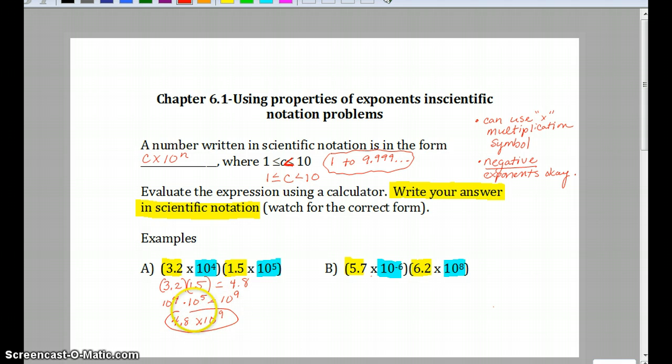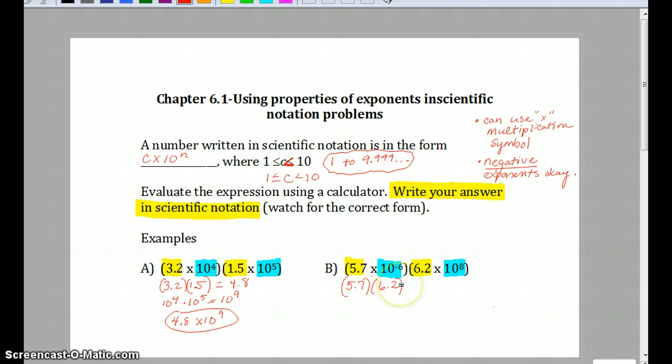This one's quite simple. The ones in your book are not this simple, but this one is in fact quite simple. Now letter B is going to be a little bit more difficult, although there will be some challenges associated with your problems in your book. They are even a little bit more challenging. So we have 5.7 times 6.2.